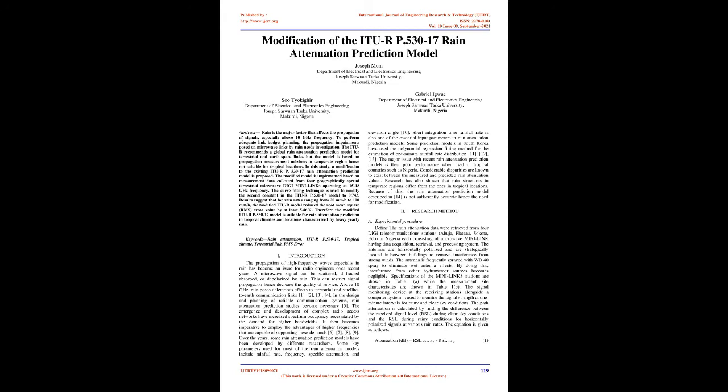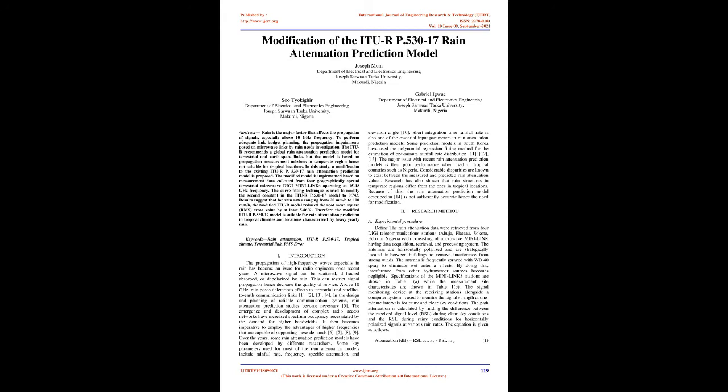The modified model is implemented based on measurement data collected from 4 geographically spread terrestrial microwave DIGI MINI-LINKs operating at 15 to 18 GHz frequency. The curve fitting technique is used to modify the second constant in the ITU-R P.530-17 model to 0.743.